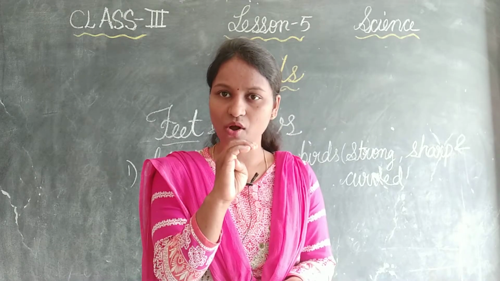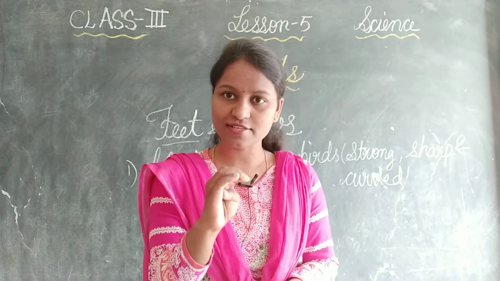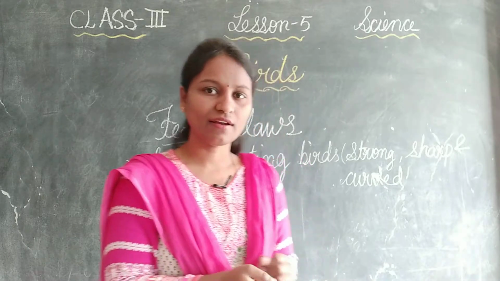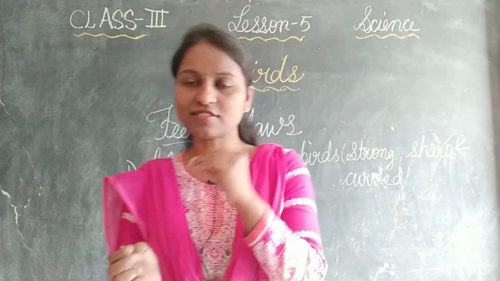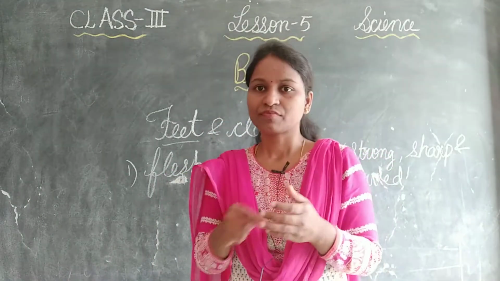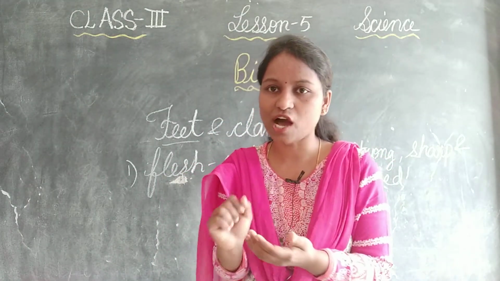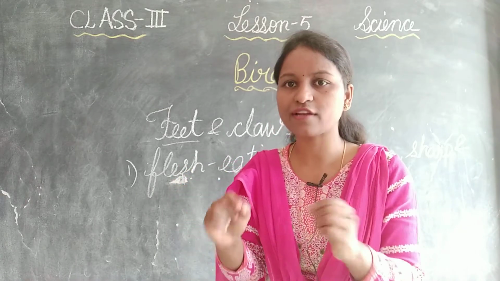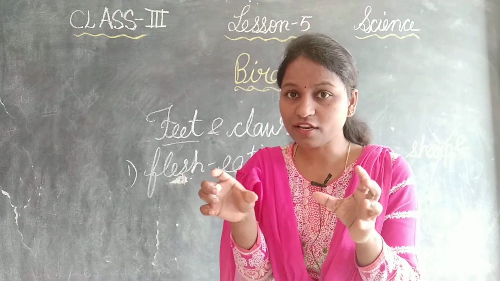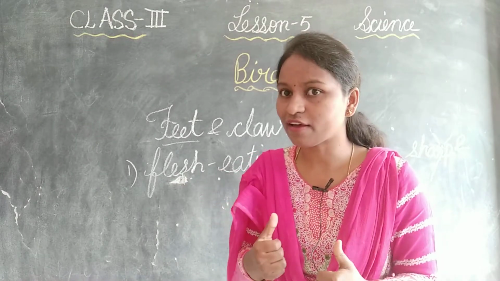So how are their claws? Their claws as well as the beaks are curved. And sharp, very sharp. Sharp means it's not blunt, it is very sharp. It can tear, it can catch the prey also, and it can grasp the prey in their claws, and then they can fly away with the prey.